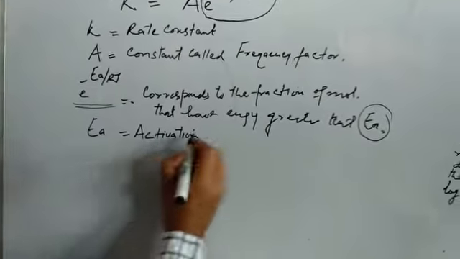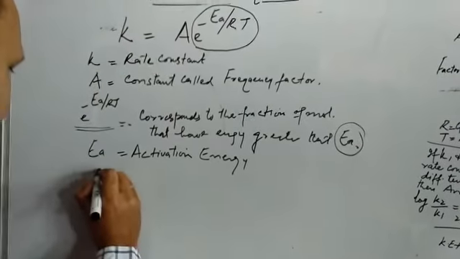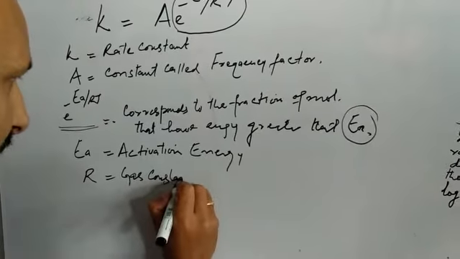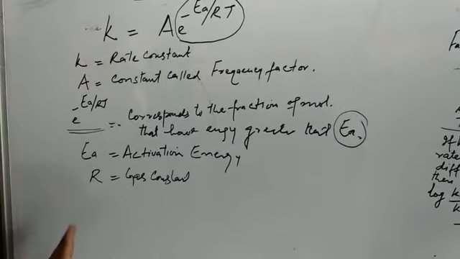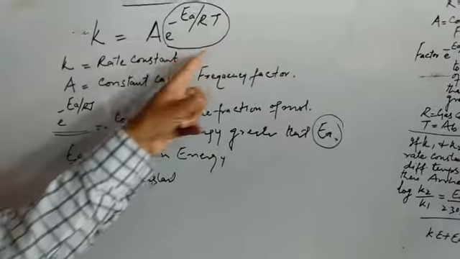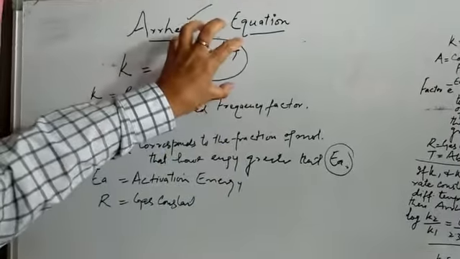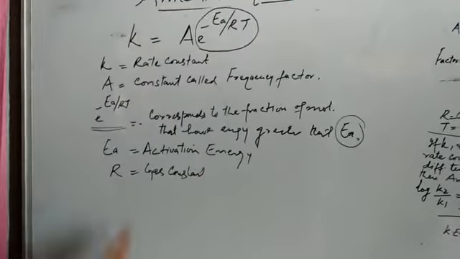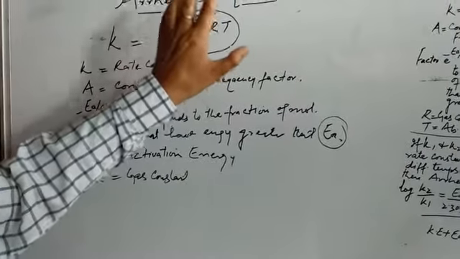And then we have another constant, that is R. It's a gas constant. So these are some terms in it, whereas A is a constant called the frequency factor. Then this whole factor corresponds to the fraction of molecules whose energy is greater than activation energy. And then we have R and T. R is a gas constant and T is the absolute temperature.